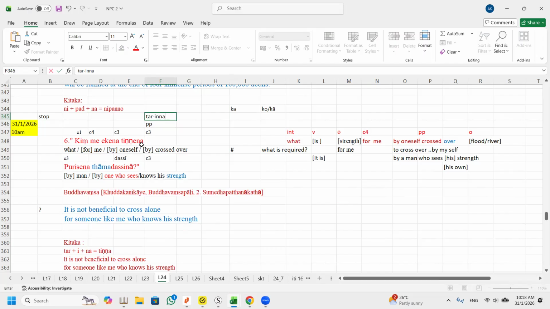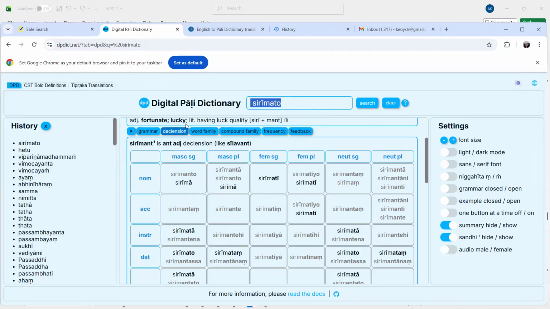This is a PPP, case 3. That means cross over. Crossover by one, since the word self is not there by one. So in this line, you translate as crossover by one, or by oneself, to cross over by oneself, because this one may also be instrumental.